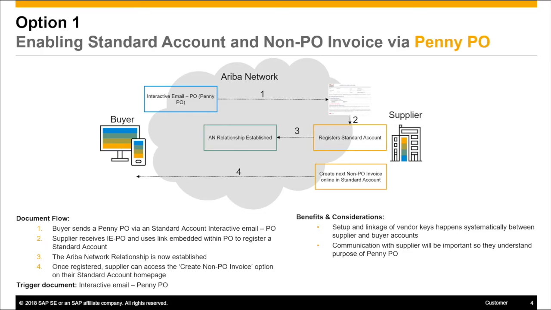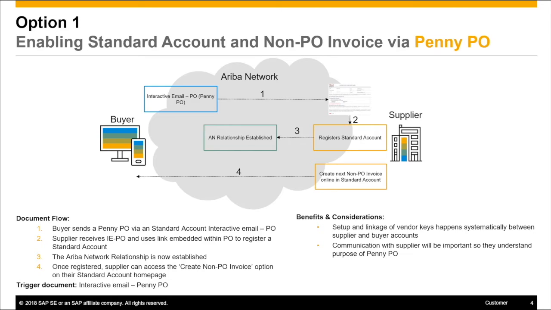First, buyer sends a penny PO via a standard account interactive email PO to the supplier. The supplier receives the interactive email PO and uses the link that's embedded within the PO to register their standard account. The Ariba network relationship is now established. Once registered, the supplier can now access the Create Non-PO Invoice option on their standard account homepage. So in this scenario, the trigger document is the interactive email penny PO that will link the accounts together.